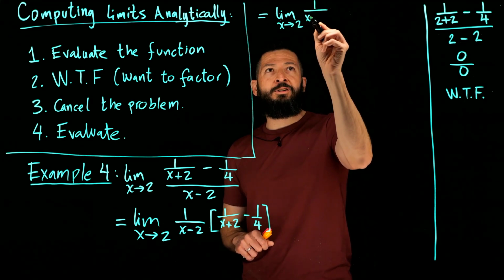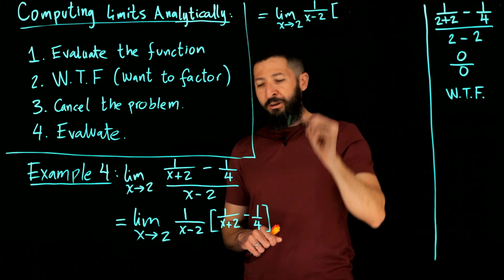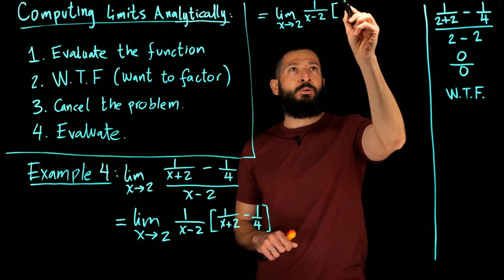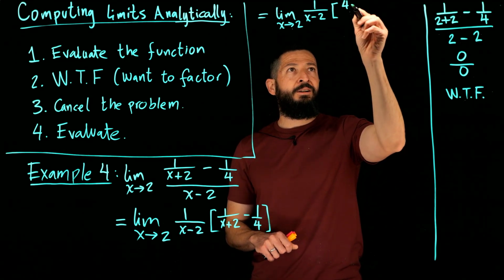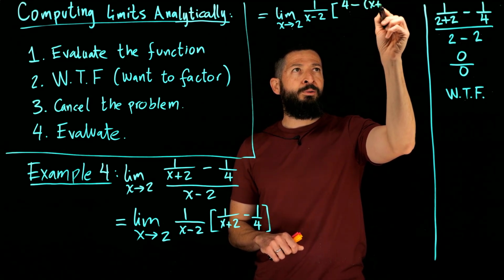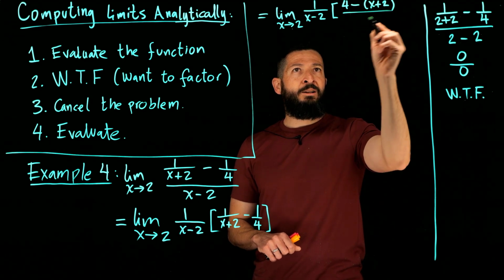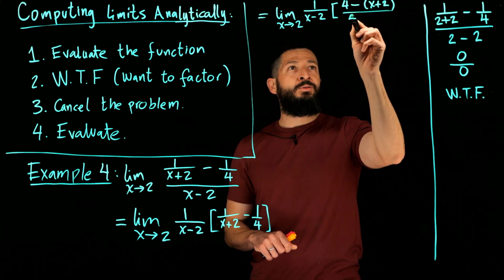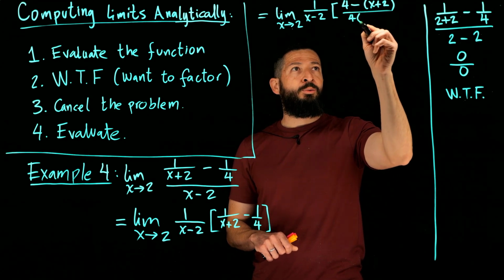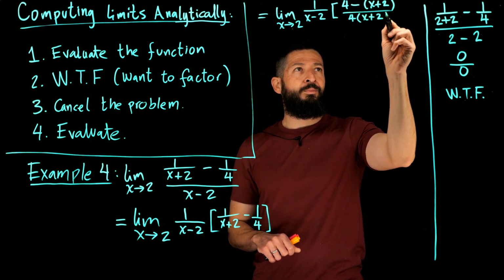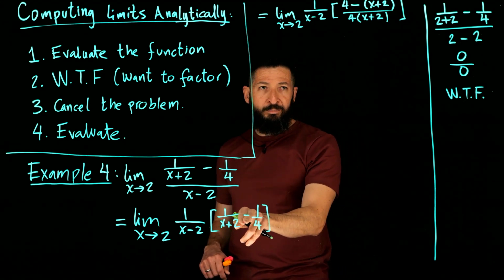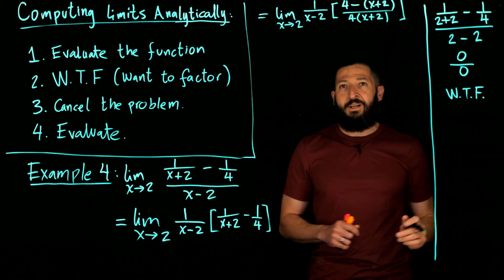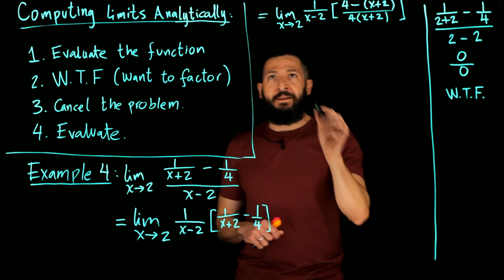Copy our x minus 2 here. Common denominator, I get 4 times 1. Let's do my cross multiplication. Minus 1 times x plus 2 divided by the product 4 times x plus 2. So this is just cross multiplying and then the product of the denominators. Your common denominator formula right there.